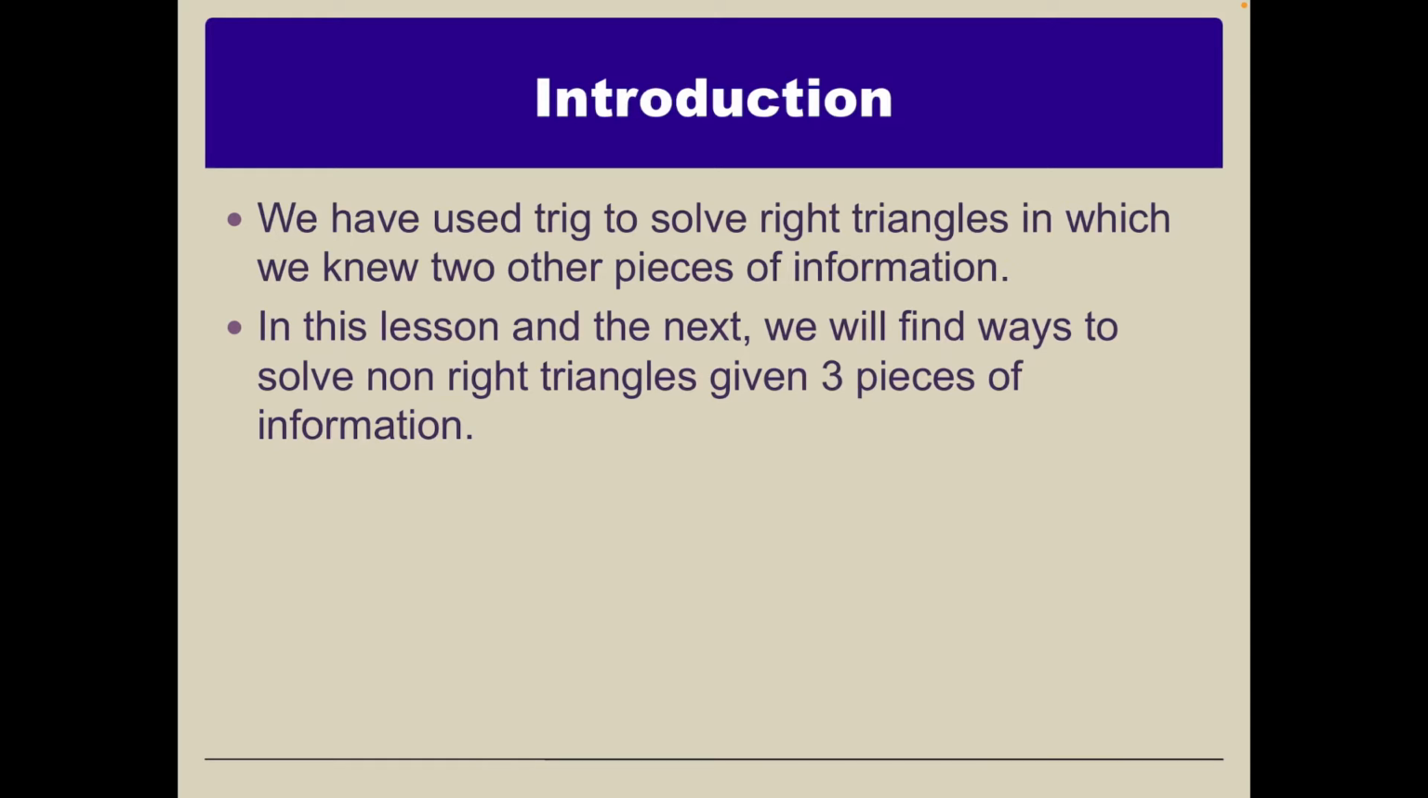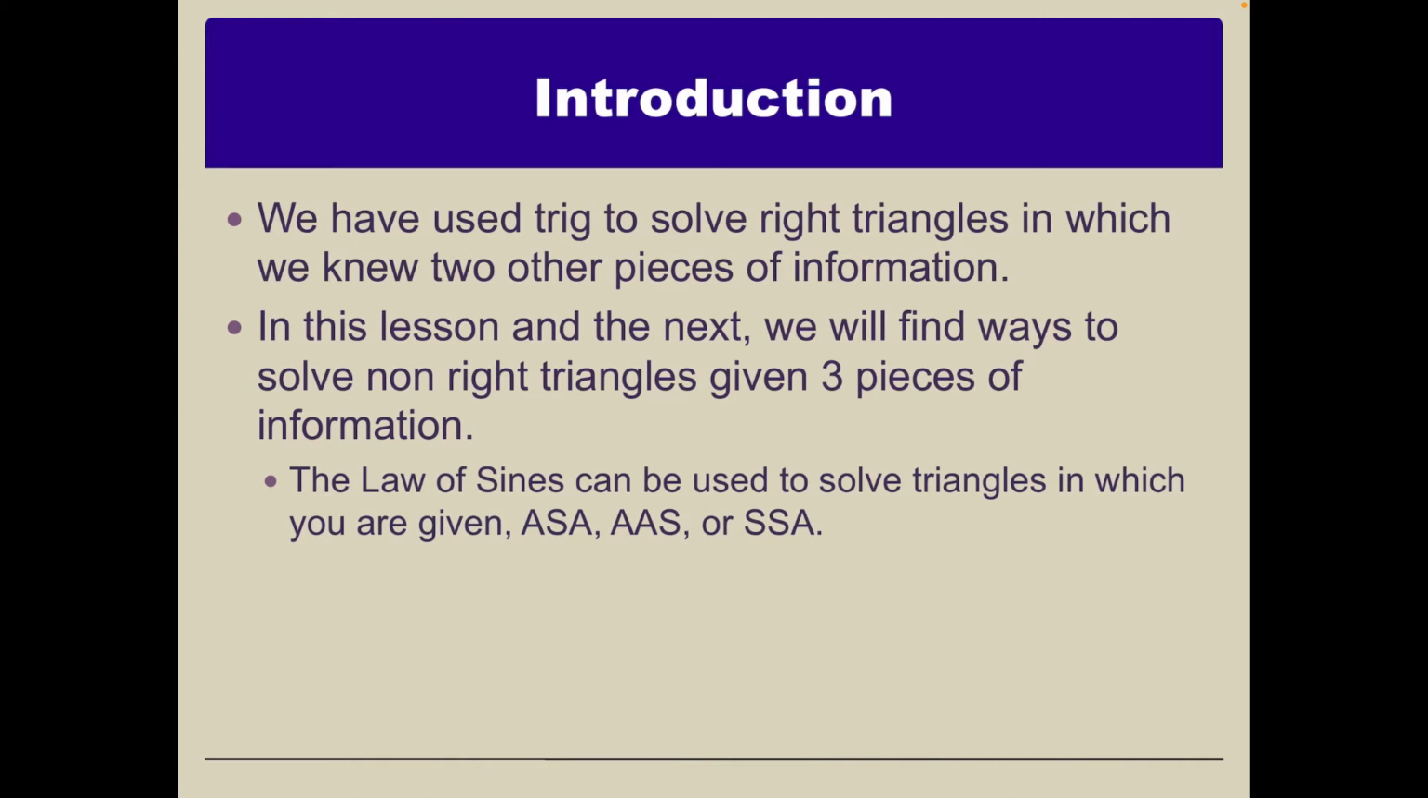We'll be given three pieces of information, and we have two different methods to solve non-right triangles. We have the law of sines, and that can be used when you're given angle, side, angle, angle, angle, side, or side, side, angle. Now, these are important. These are the order that we find the angles and sides, so order is important here, similar to what we talked about when we learned congruent triangles in geometry. So the law of sines is for angle, side, angle, angle, angle, side, and side, side, angle.